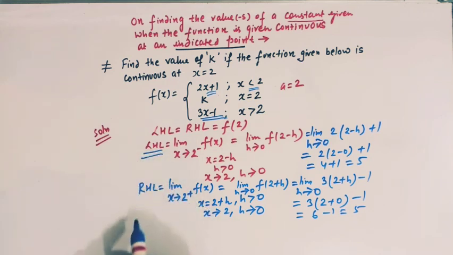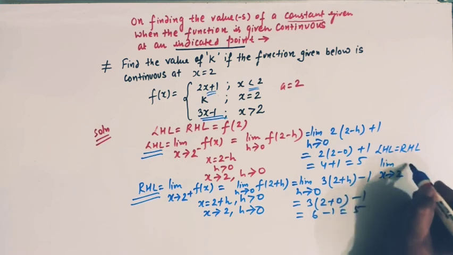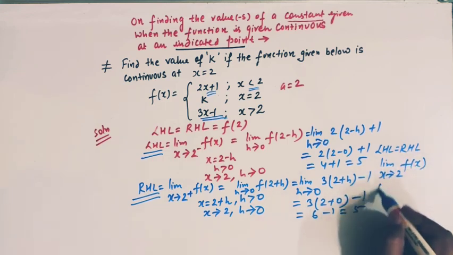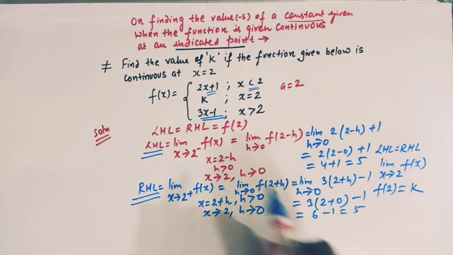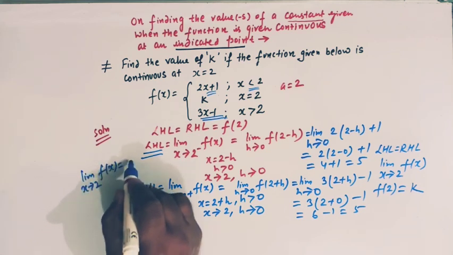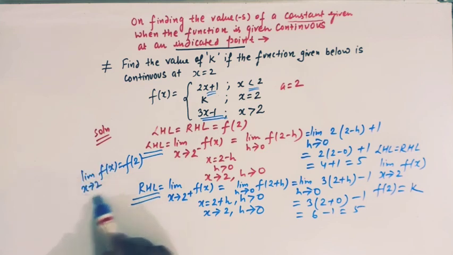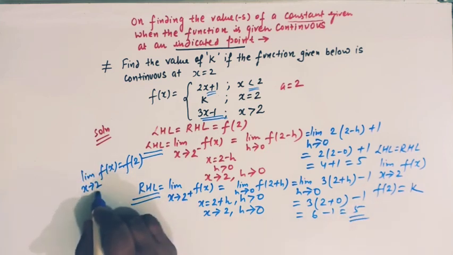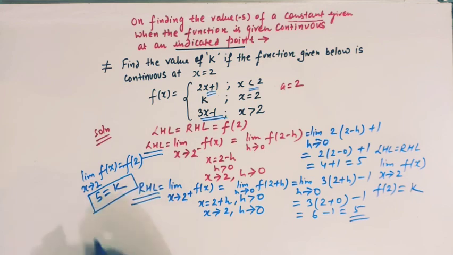So we see that the left hand limit and right hand limit both exist and are equal, so it means the limit x tends to 2 f of x exists, right? Now f of 2 is equal to k. We are given f of 2 is equal to k. So now limit x tends to 2 f of x should be equal to f of 2 in order to be a continuous function at x equal to 2. So this limit is equal to 5. So we have 5 is equal to f of 2, f of 2 is equal to k. So the required value of k is 5.